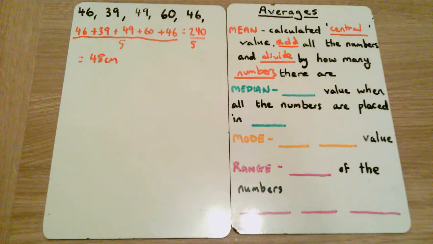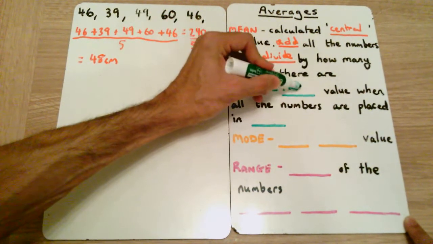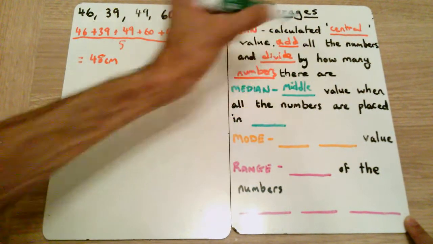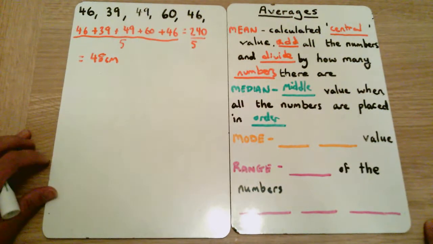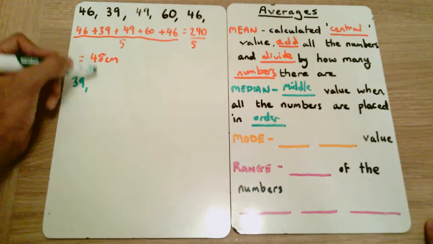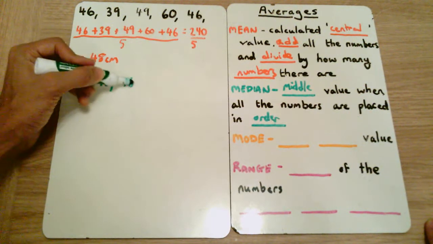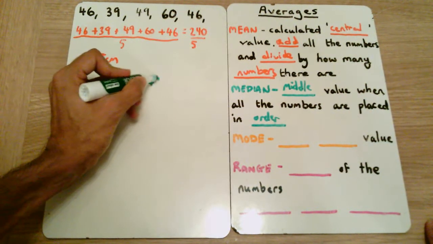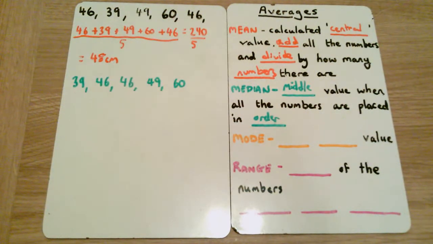Another way of working out an average is what we call the median. Now the median sounds like the word middle, and it is. It's the middle value when all the numbers are placed in order. By order, we mean from smallest to largest. If I start from the beginning, I've got 39, which is my smallest. I've then got 46. I've then got 46 again. I've then got 49, and I've then got 60. So that is the numbers in order.